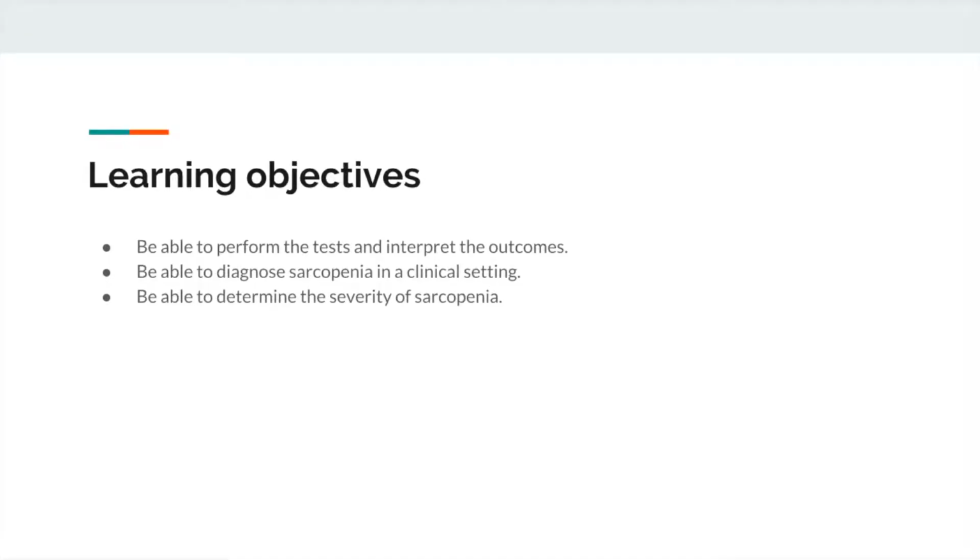Learning objectives of Module 2.3. Be able to perform the test and interpret the outcomes. Be able to diagnose sarcopenia in a clinical setting. Be able to determine the severity of sarcopenia.